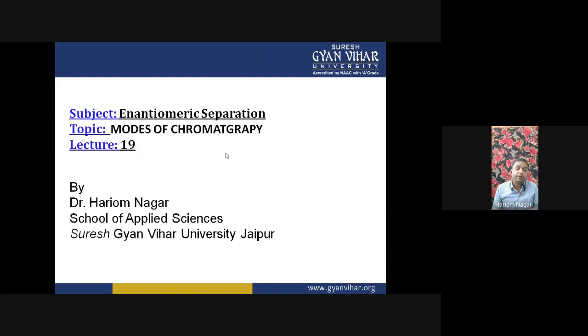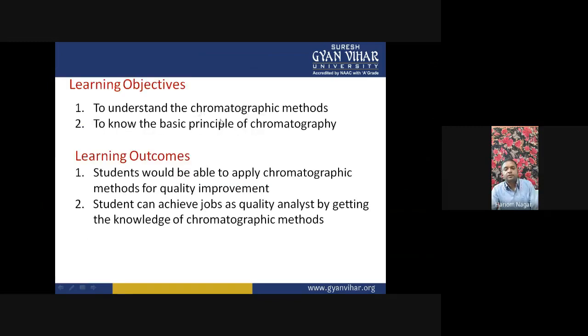The column may be an open column or a closed column. On the basis of stationary phase and mobile phase, chromatography methods may be of different types, and on the basis of the mobile phase and stationary phase, their principles would be different. So one by one, we will discuss these methods, their principles, and their classification also.